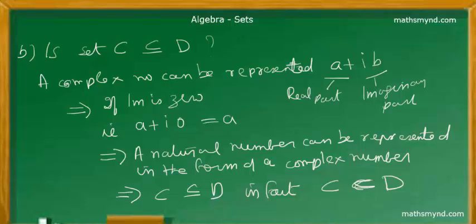So it implies that a natural number can be represented in the form of a complex number. And also we have learned in a previous video that starting from the set of natural numbers, all the number systems are actually subsets of complex numbers, which implies that the set C, which consists of those natural numbers, is a subset of D. In fact, set C is a proper subset of D, where D denotes the set of complex numbers.